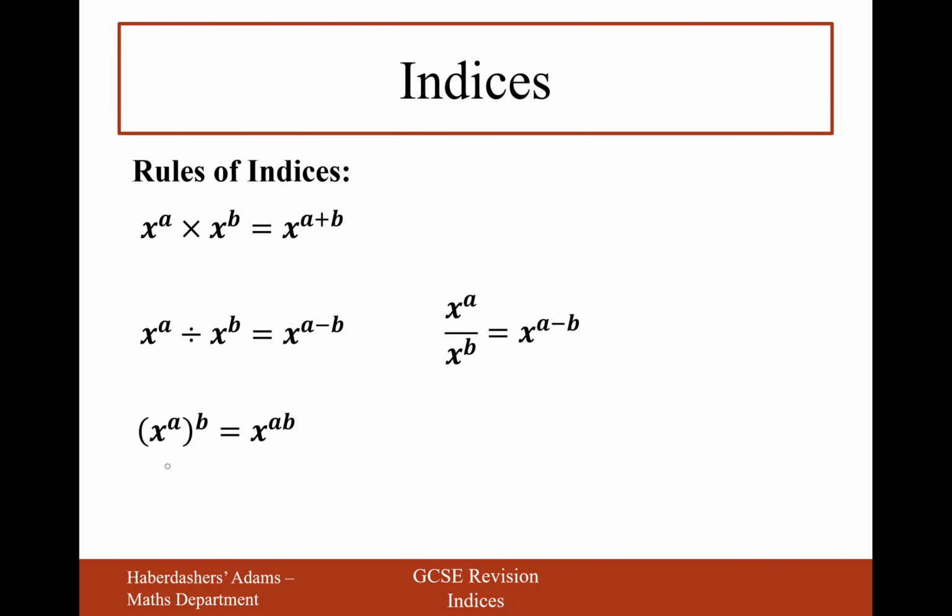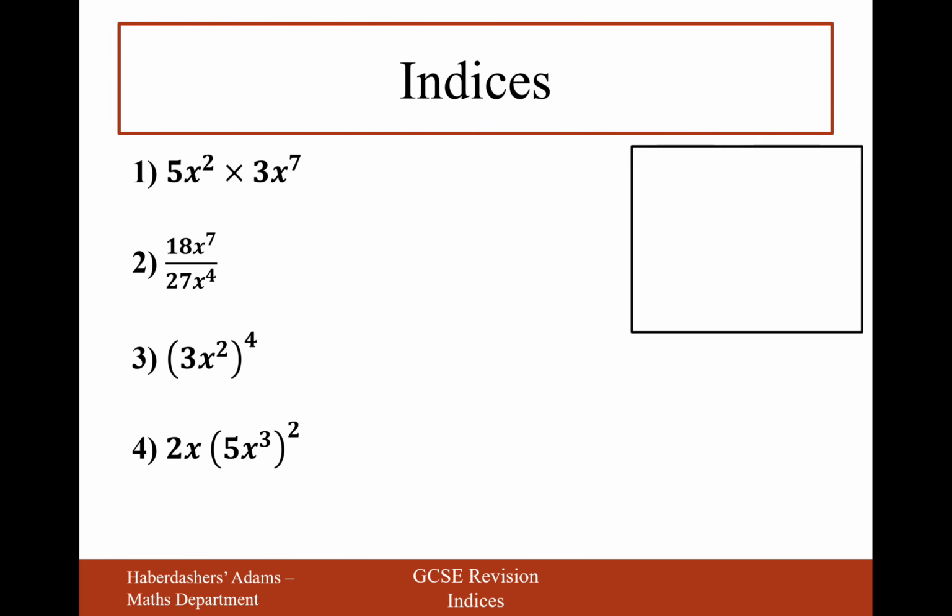And the last rule of algebraic indices is if you've got a power of a power, you multiply those 2 powers together. So if you're multiplying powers, you add the powers. If you're dividing powers, then you subtract the indices. And if you are doing a power of a power, then you multiply your indices together. Right then, so we'll have a go at these 4 questions here before we get stuck into the GCSE questions. So pause the video, give these a go. I'm going to now go through them and show you how to do these questions.